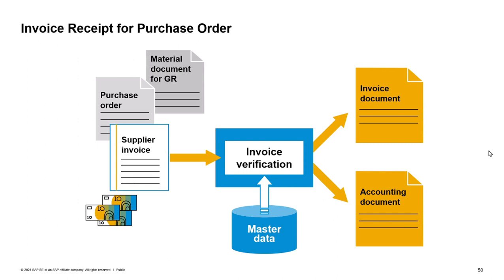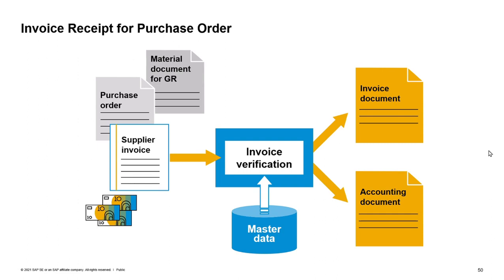Now, the final step in the procurement process is invoice verification. Just like the goods receipt process, best practice is to refer the invoice to the purchase order. As you can see from this example, you can also reference your invoice to the material document from the goods receipt process and from a pure invoice.